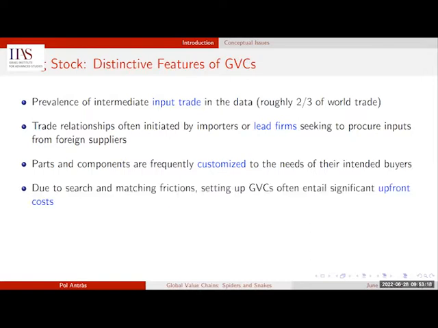There are important search frictions and matching frictions. Maybe Alfman talked about that a little bit, but it's not always easy to find suppliers. You need to incur significant upfront costs to find the right partner to operate with. And that's actually of relevance for deglobalization, and I might say a word on that at the very end today. Production processes are often sequential in nature.